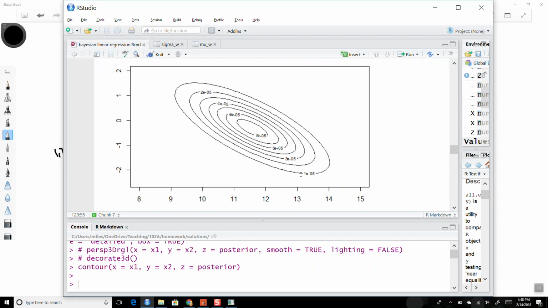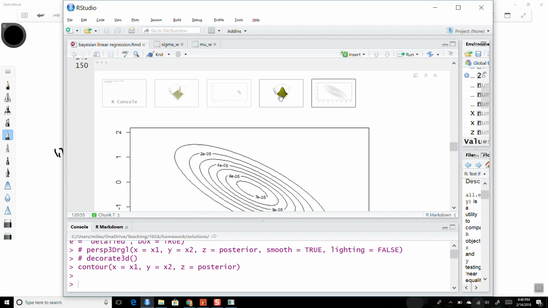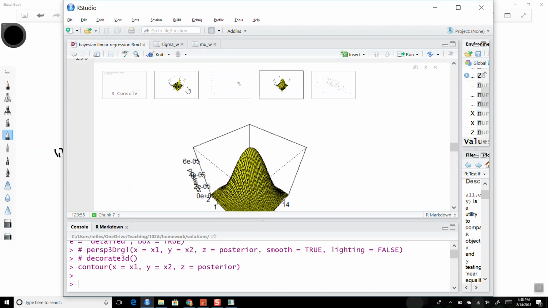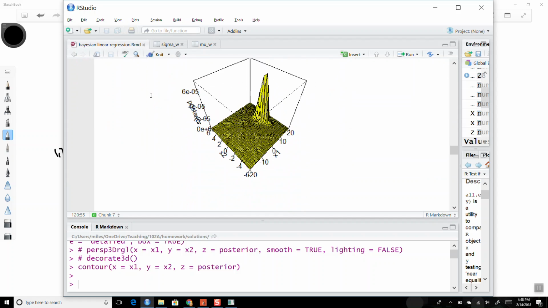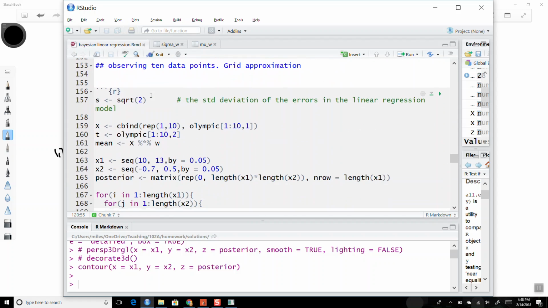Okay, so W0 and W1, the slope and the intercept, are still random variables, but they are now coming from this distribution, okay? Right now the most likely value is around an intercept of 11.5 and a slope of around negative 0.05, or negative something around there. This is the most likely value right now, and we can see these plots. And then we can do the 3D version if we wanted to, okay?